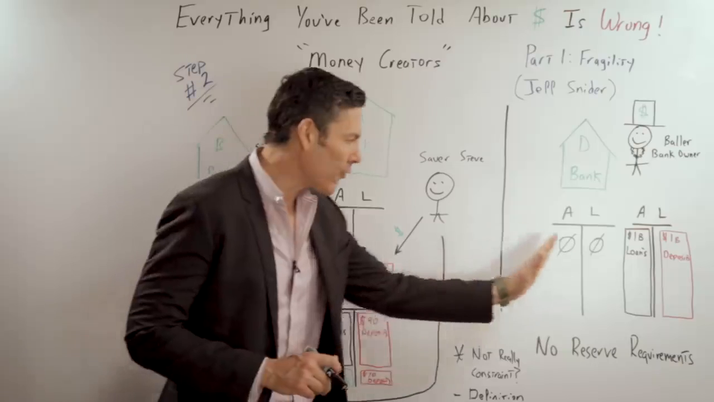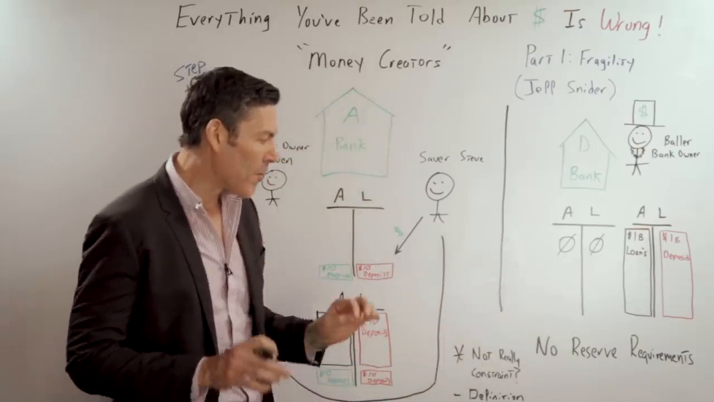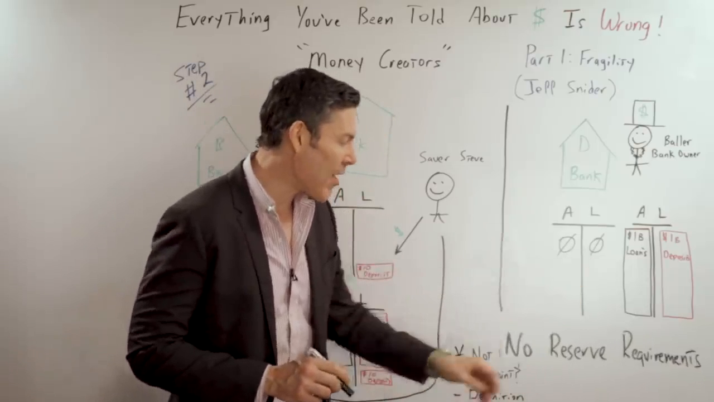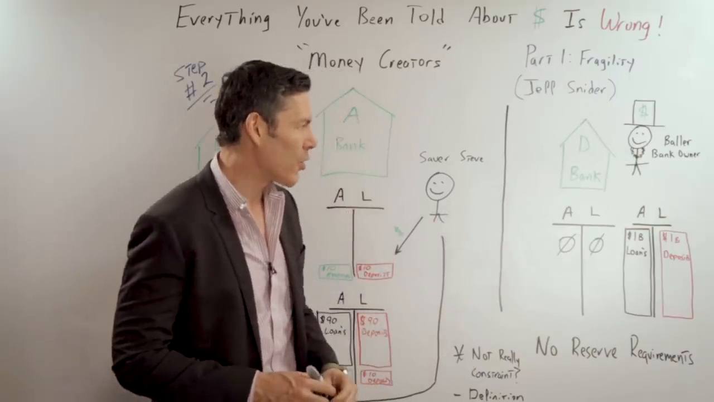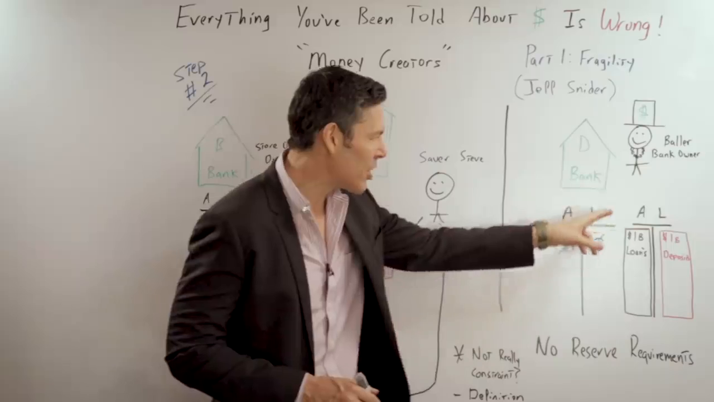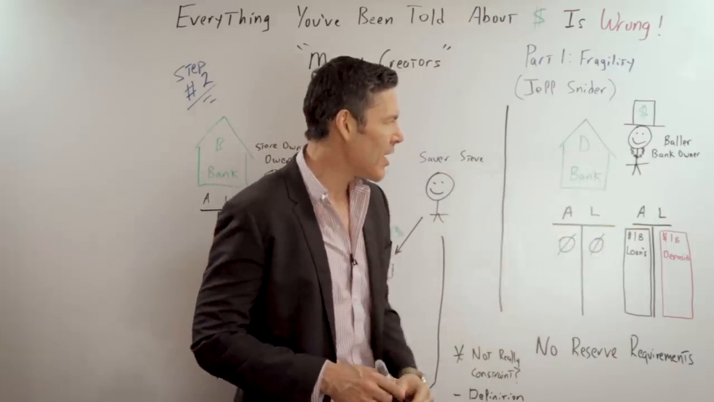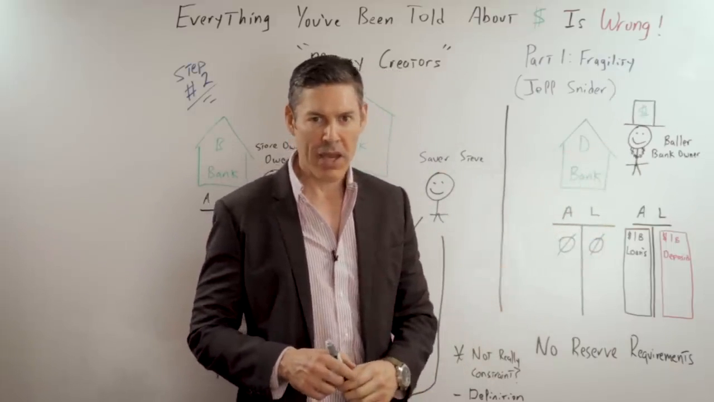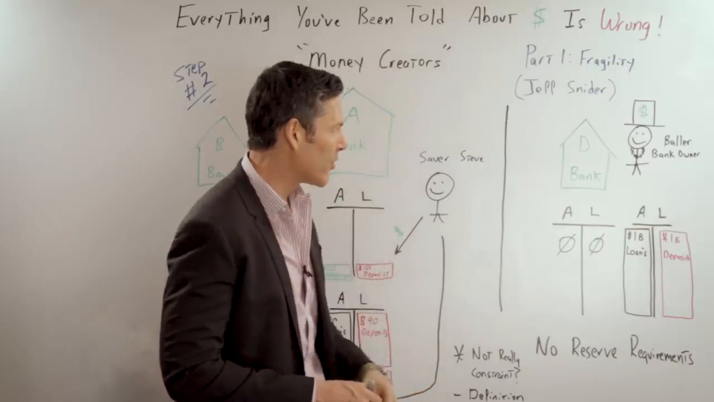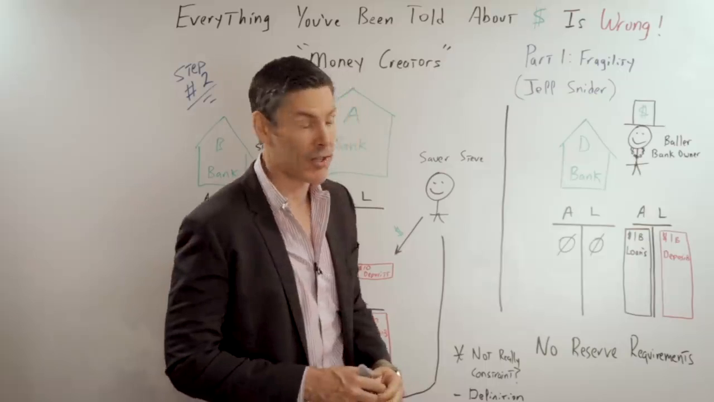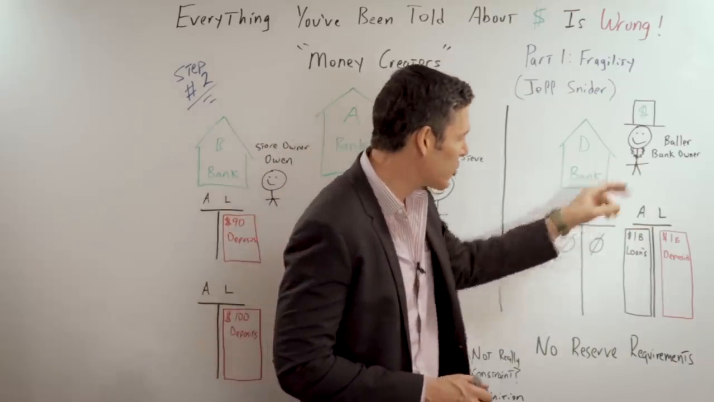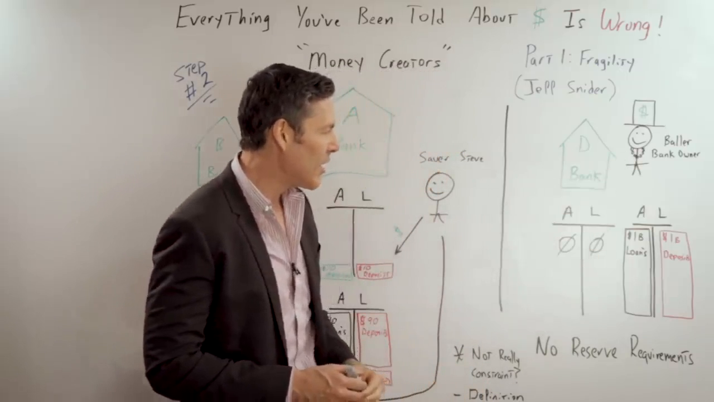But let's move offshore for a moment, where most banks don't have reserve requirements. Bank D is offshore, and it is owned by this gentleman right here. His name is Baller, the bank owner. Baller, of course, has this amazing top hat with a money or a currency logo and this gold chain like Mr. T. He is loaded.